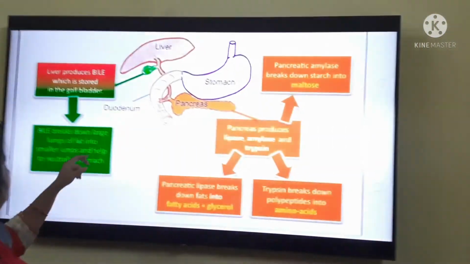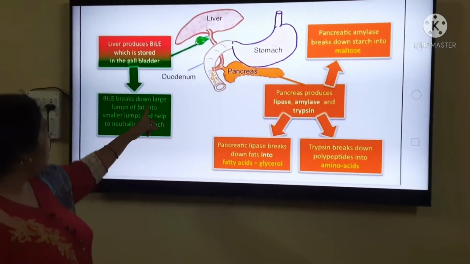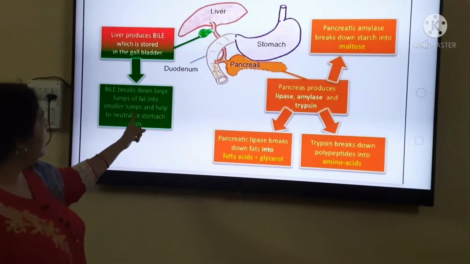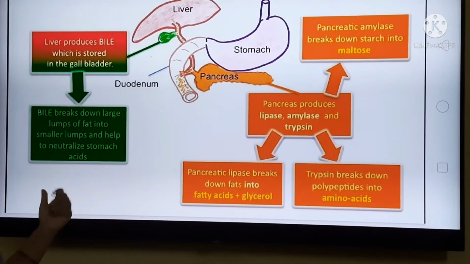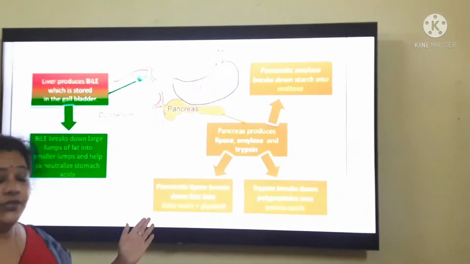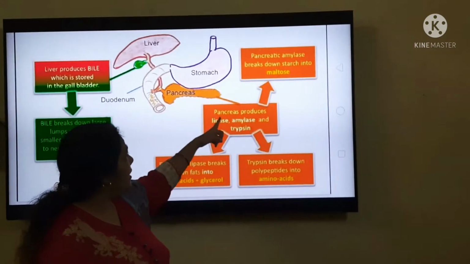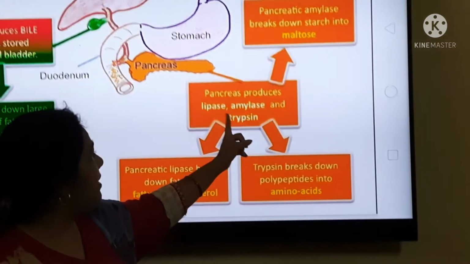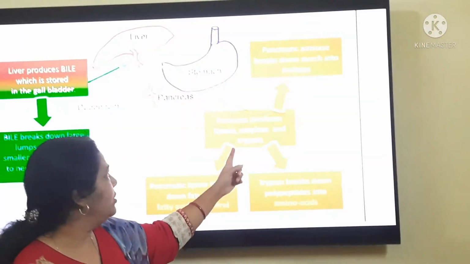And then it is secreting bile, which breaks down large lumps of fat into smaller lumps and helps to neutralize stomach acids. So all these different functions of the different gastric juices are also asked in the exam. And then here, what is the pancreas doing? The pancreas is producing lipase, amylase and trypsin. We saw this in our previous chart also, no?